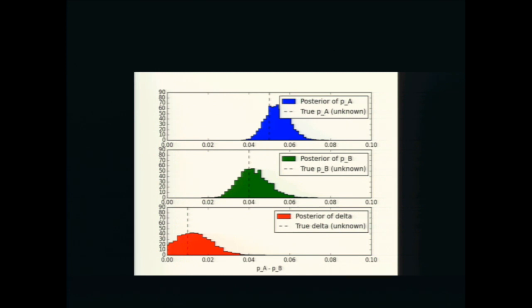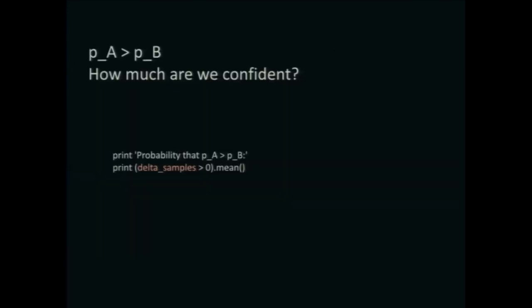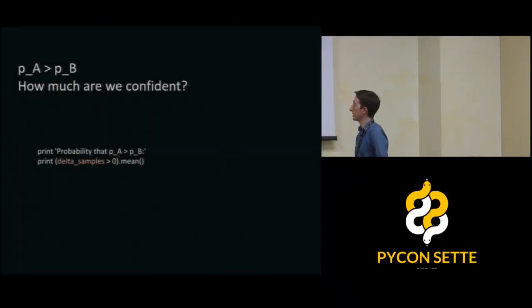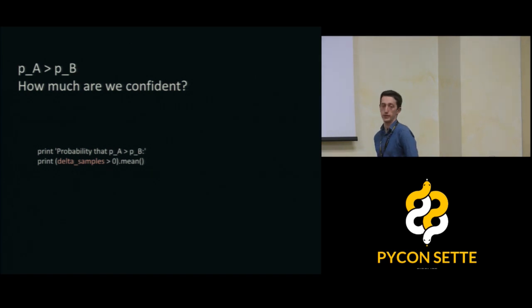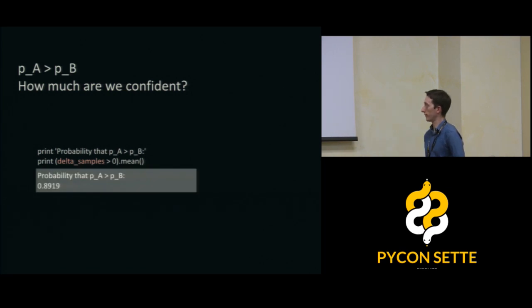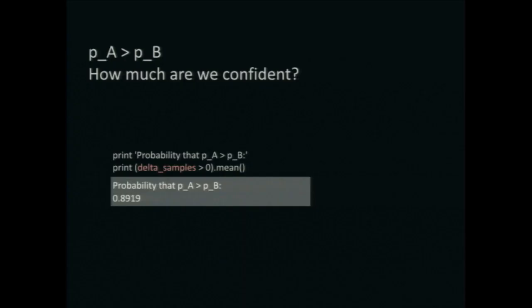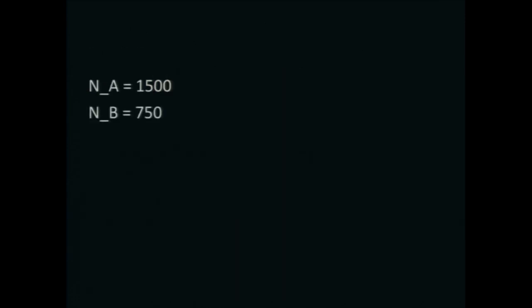So let's quantify these numbers. So like the question is, is PA greater than PB? And if so, how much are we confident? So we can compute very easily the probability that PA is greater than PB by just taking the posterior distribution of the delta and count when it's greater than 0. And then just do the average, the mean. So in this case, we have 89% probability that PA is greater than PB. So it is very easy to get these results, which are easy to explain and to express and to show to your colleagues.